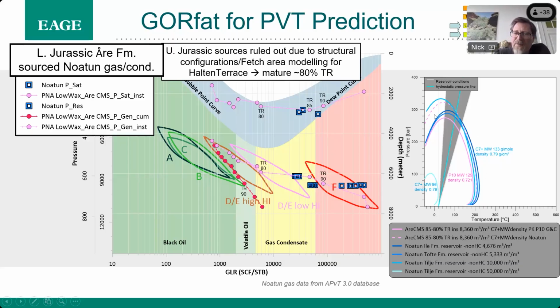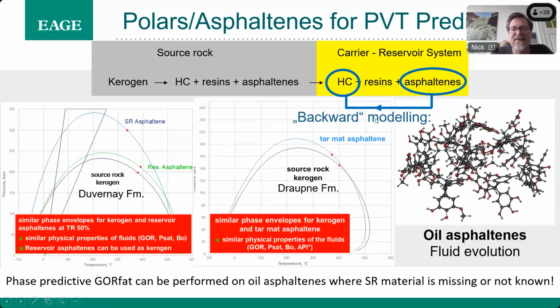This can also be expressed in those phase envelopes, which are almost identical for the GORFET predicted fluids and for the Noatun fluids. Okay, this brings me to the last topic: that all of those kinetic approaches can be used on oil asphaltenes, as exemplified in those phase envelopes comparing a Draupne Formation kerogen to a respective tarmat asphaltene, and a Duvernay Formation kerogen to a reservoir oil asphaltene.